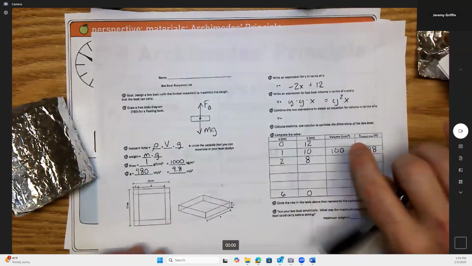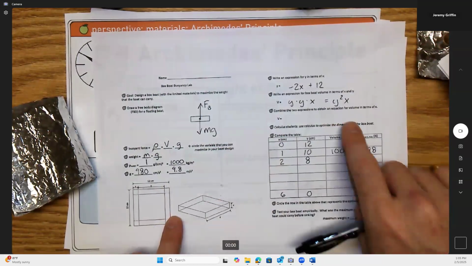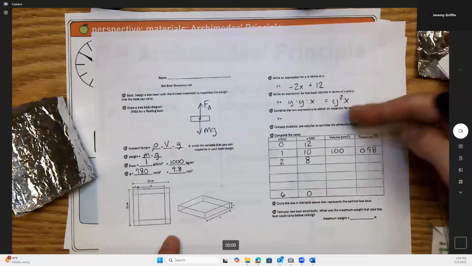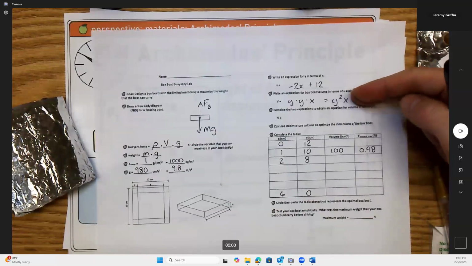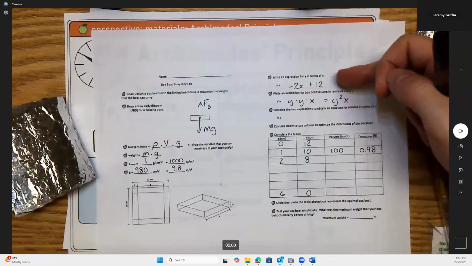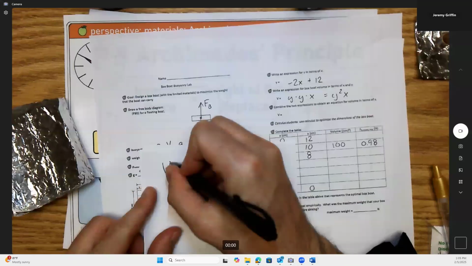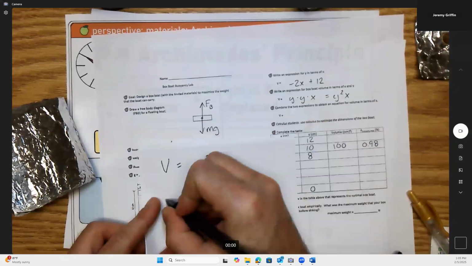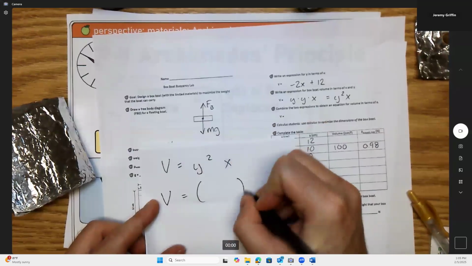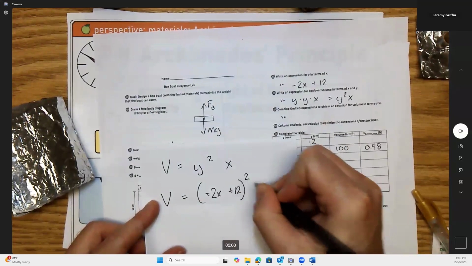How about volume? Did you guys do y times x? Because base, width, height, multiply. Here's y in terms of x. Here's volume is y squared x. Can you guys substitute out this y, where y is equal to negative 2x plus 12? Volume is equal to y squared x. But in place of y, I can substitute negative 2x plus 12. Now it's all being squared and then times x.